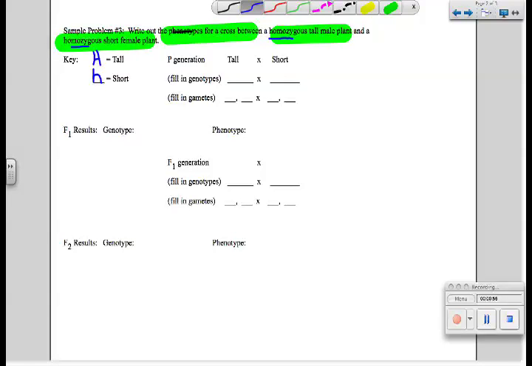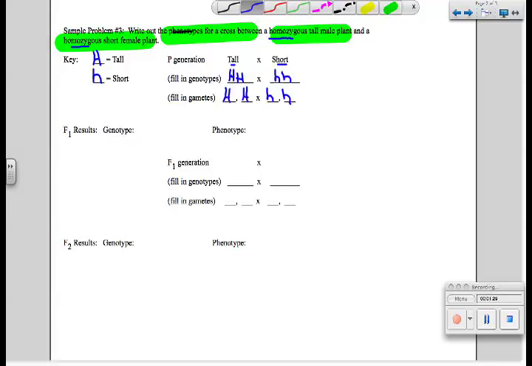So the phenotype tall crossed with a short, the genotype of the tall plant is homozygous tall, making it capital H, capital H. The phenotype of the other plant is short, and it's homozygous short, so its genotype is lowercase h, lowercase h. Now I'm going to segregate out the 2 copies of the allele so that this parent could either donate a capital H or capital H, here a lowercase h or a lowercase h.